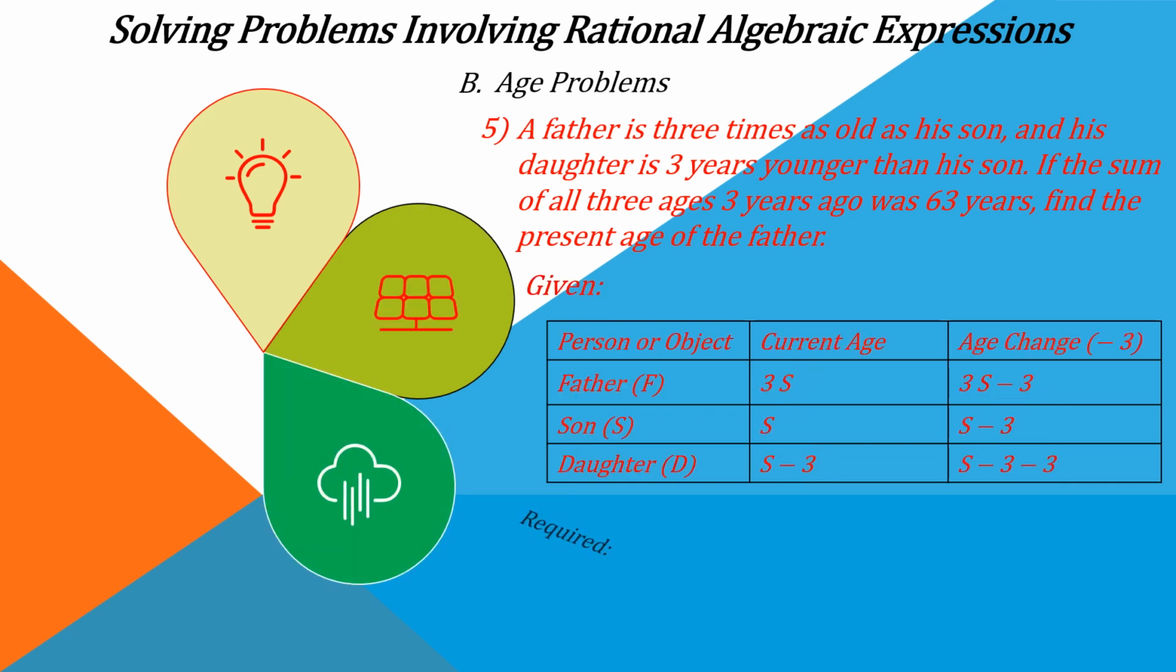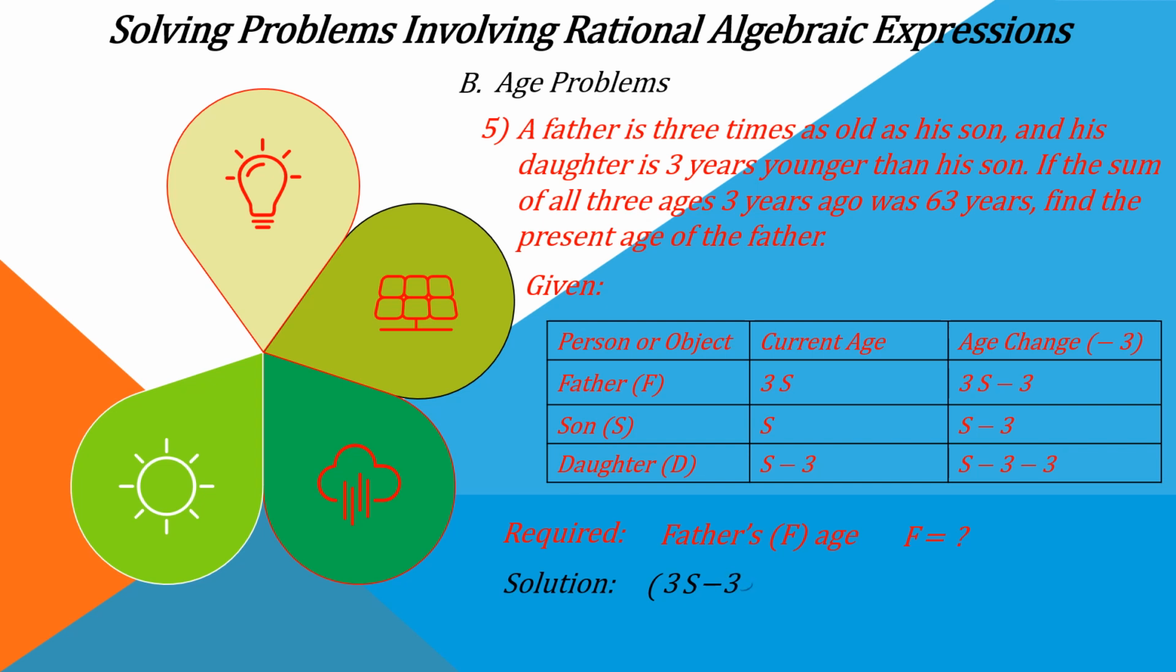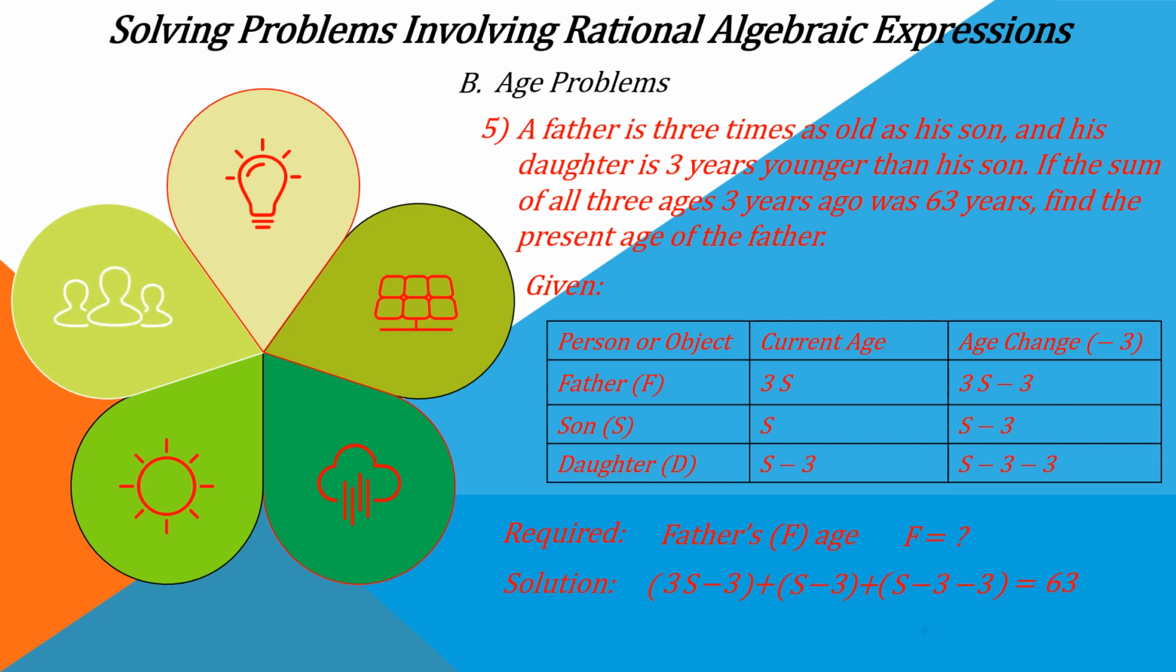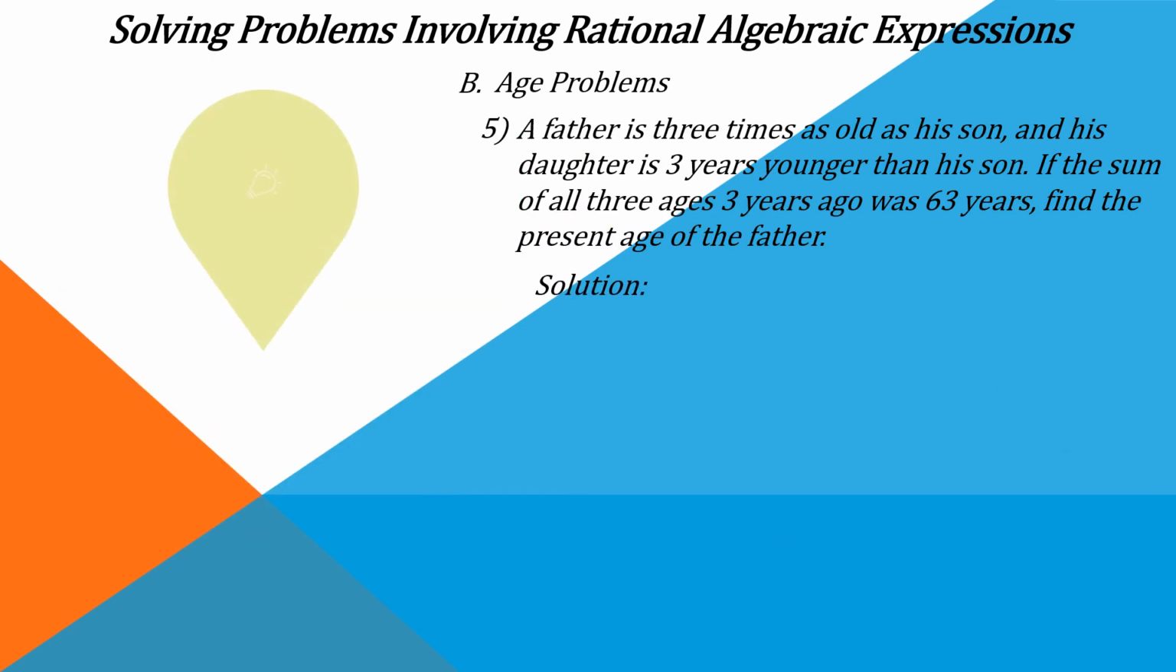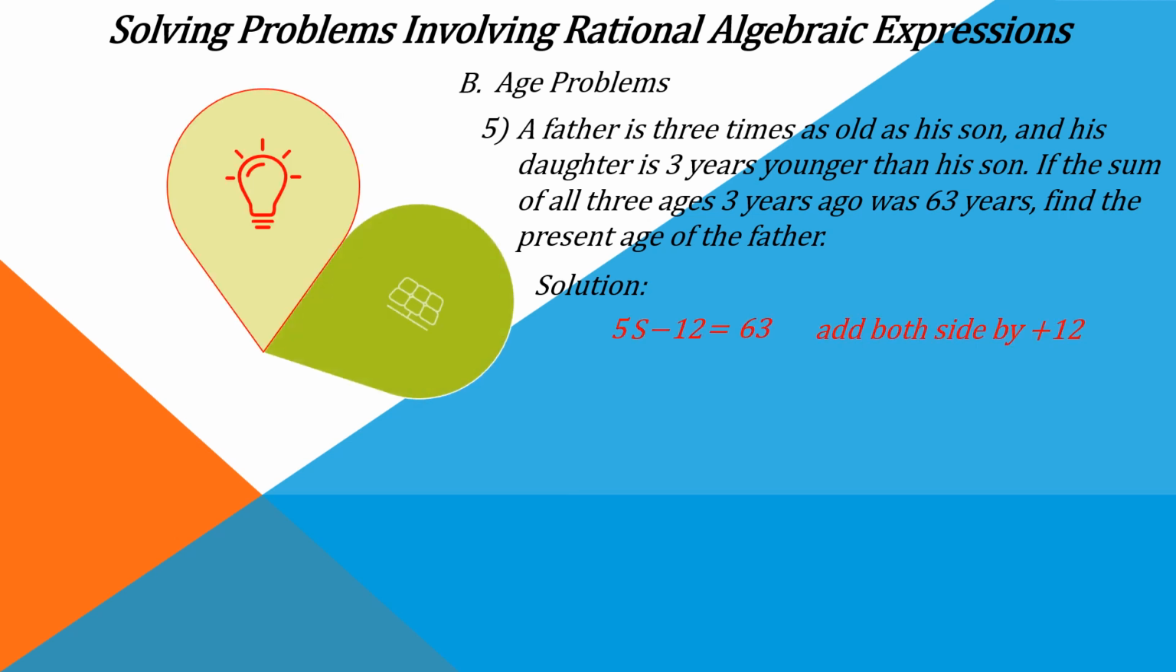And then required, father's age is f. In the solution, we have 3s minus 3, that is father's age 3 years ago, plus s minus 3, age of son 3 years ago, plus s minus 3 minus 3, daughter's age 3 years ago, and it is equal to 63. Simplifying the equation, we have 5s minus 12 is equal to 63. Add both sides by positive 12. It is equal to 5s minus 12 plus 12 is equal to 63 plus 12. 5s is equal to 75.